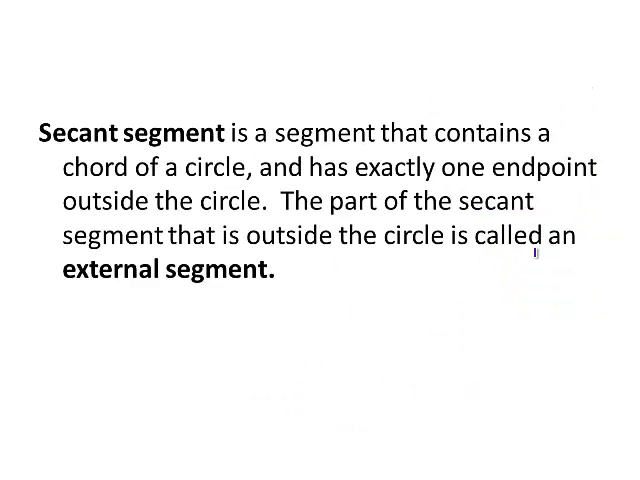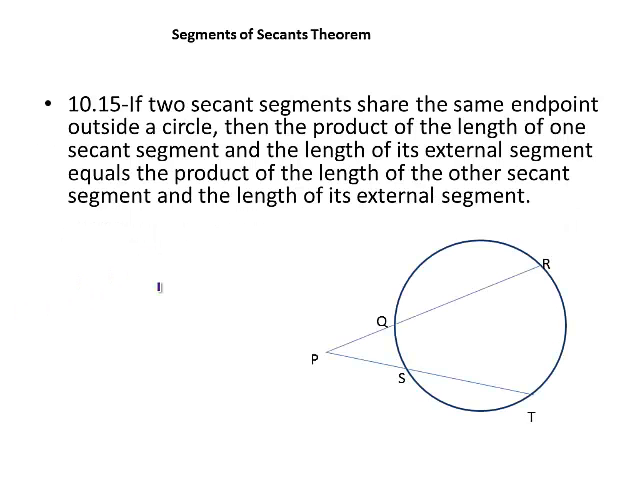So, next theorem, we have a secant segment, which is a segment that contains a chord of a circle and has exactly one endpoint on the circle. The part of the secant segment that is outside the circle is called an external segment. External meaning outside. And this is going to be evident in this theorem here. I have basically two secant lines that originate from the same exterior point, point P. So if we have two secant segments that share the same endpoint outside a circle, the product of the length of one secant segment and the length of its external segment equals the product of the length of the other secant segment and the length of its external segment.